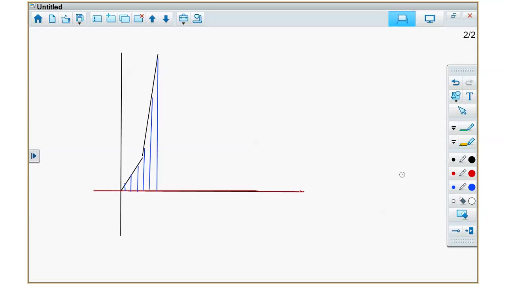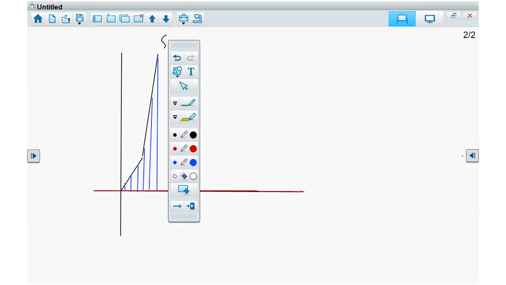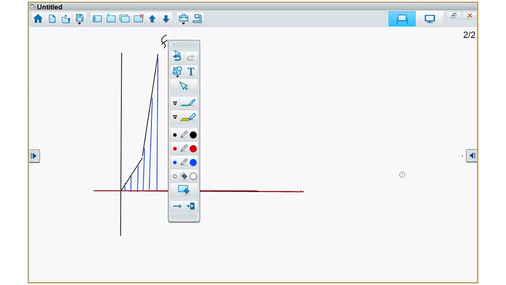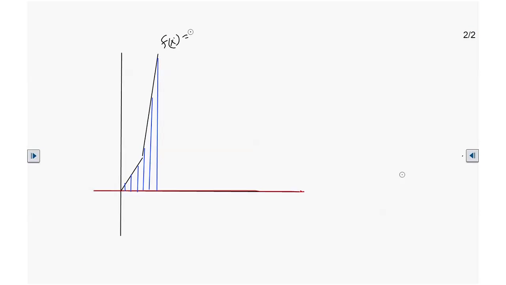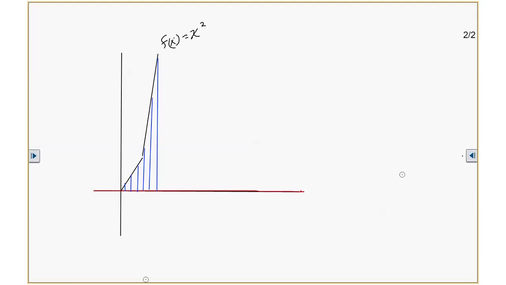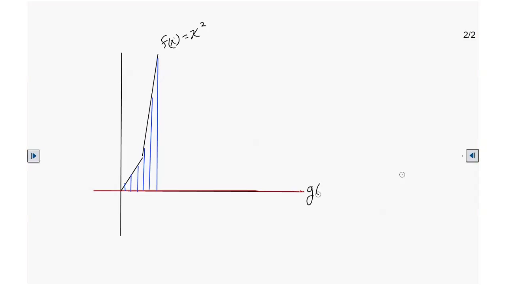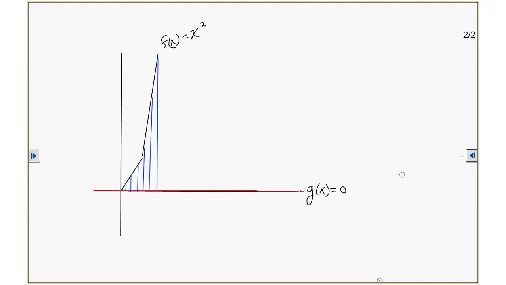Now, f of x is equal to x squared, and g of x is equal to 0. And of course we can change that, but right now the red line and the black line are it. And this is from 0 to, let's go with 3.